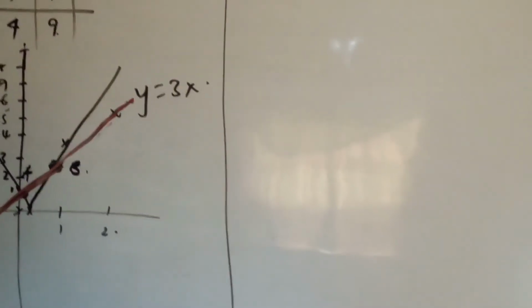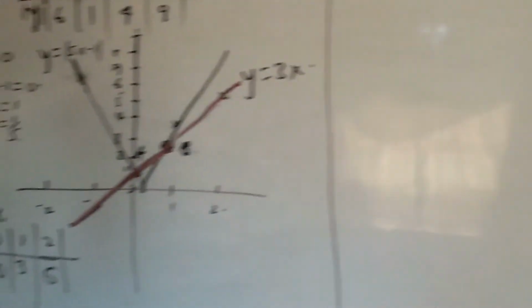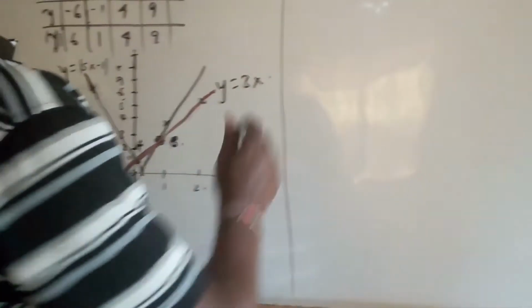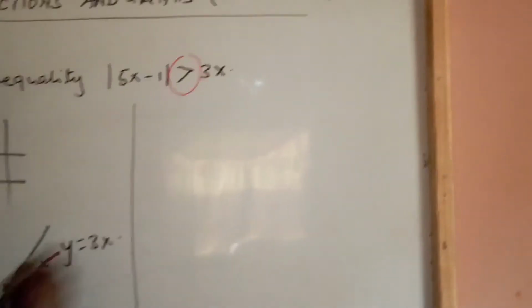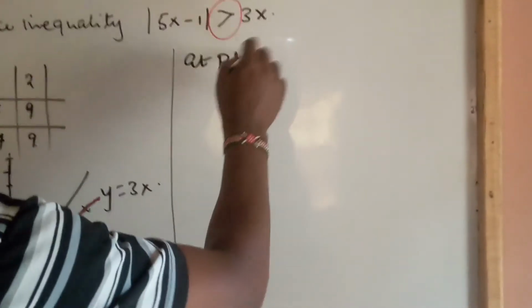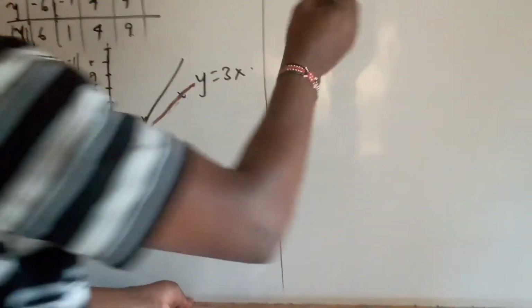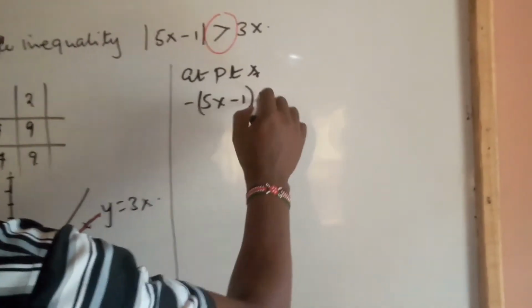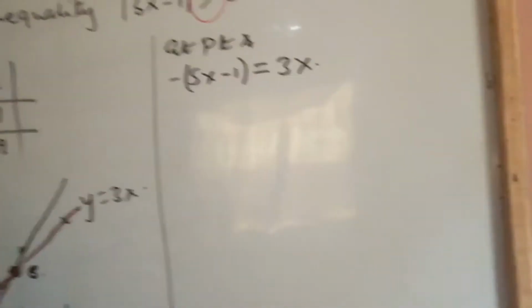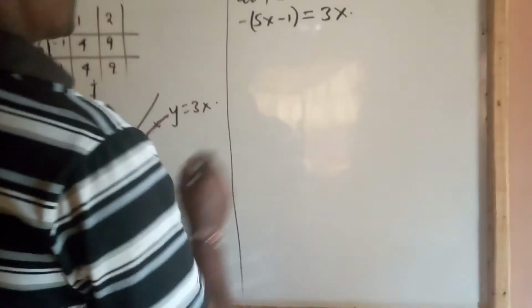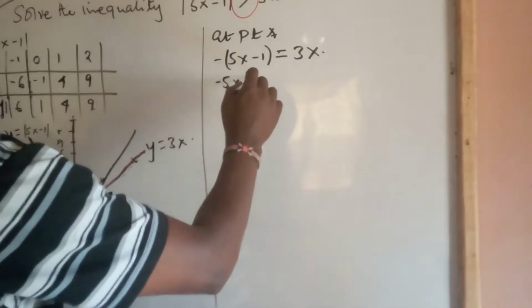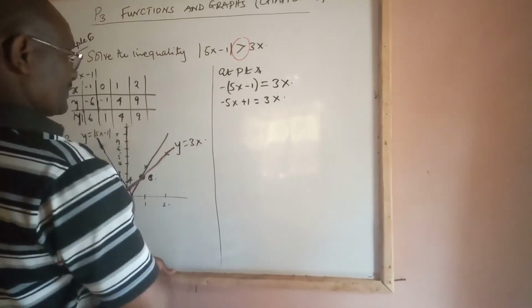All right, having done that, we now need to talk about this particular point, or point A. Here we have negative, because it's the modulus part, negative 5x minus 1 is supposed to be equal to 3x, because we are talking about a point of intersection. So opening this bracket, we have minus 5x plus 1 is equal to 3x.